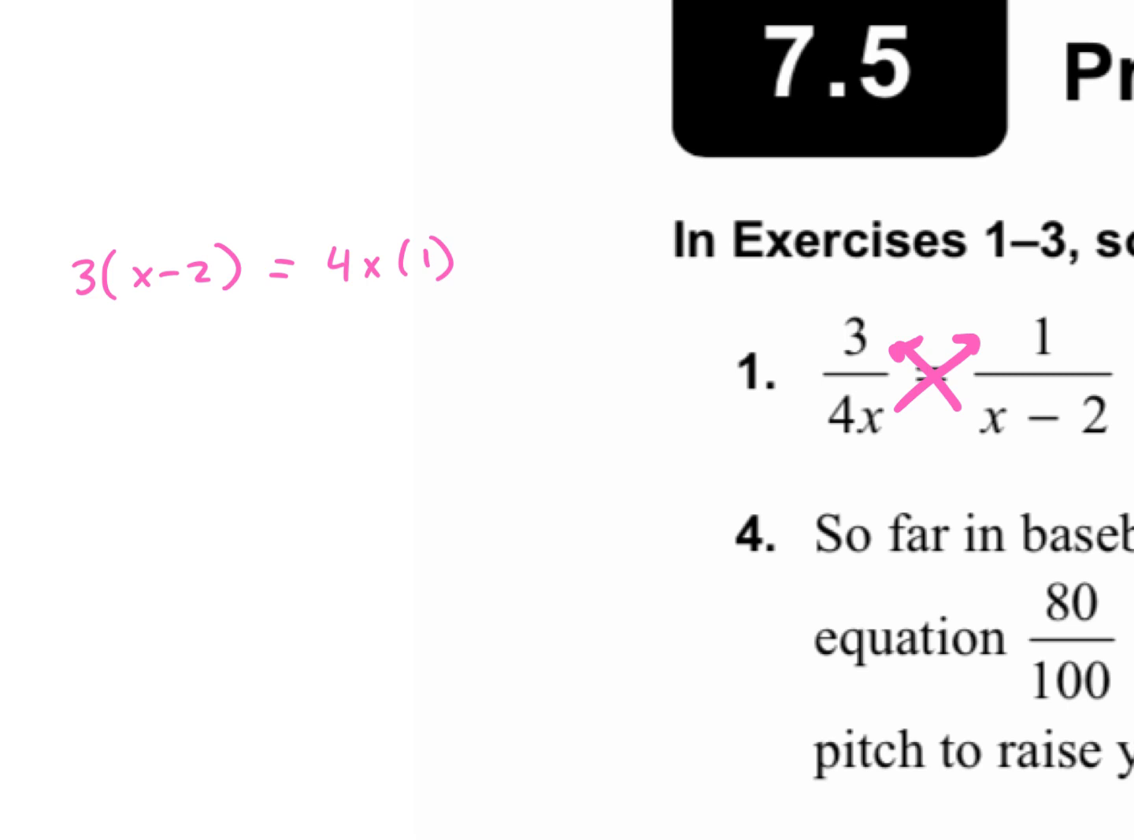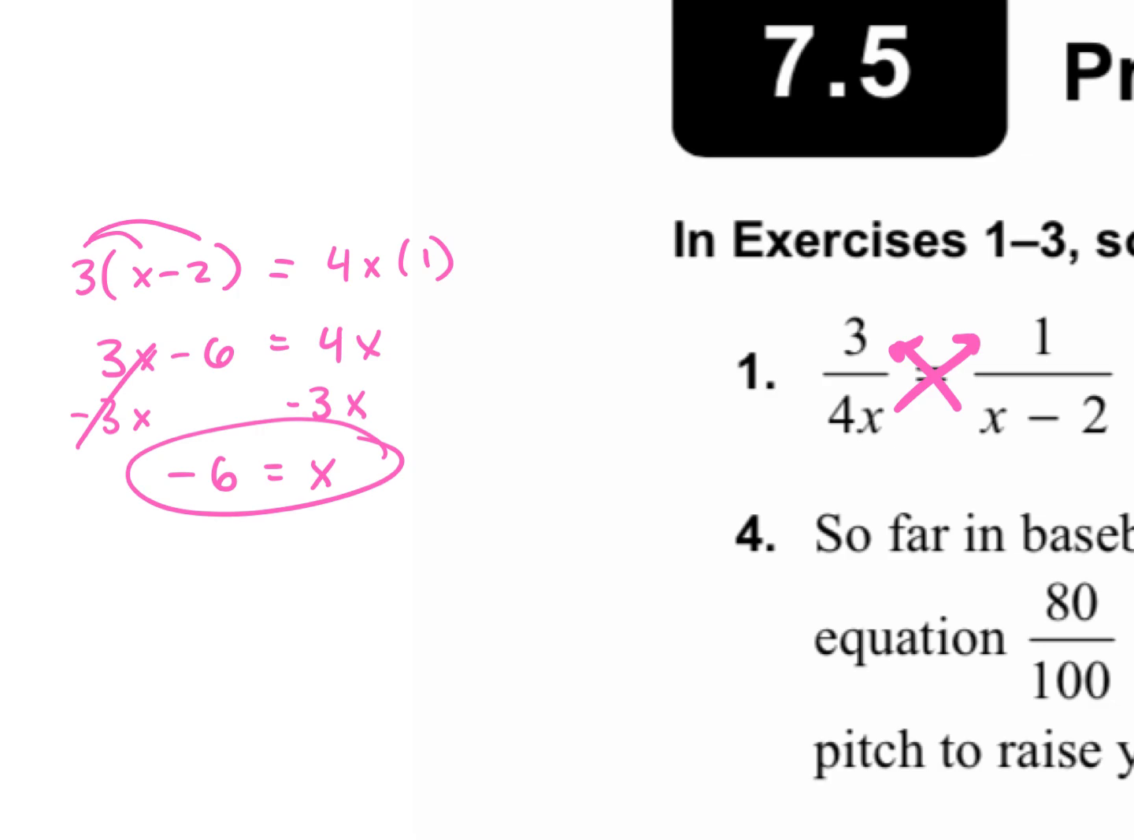What do I do next? Distribute. So we have 3x minus 6 is equal to 4x. From here, you just solve for x. What would we do next? Subtract the 3x to the other side. We're going to move our x's to one side, move the constants to the other. So negative 6 is equal to x. That would be our answer.